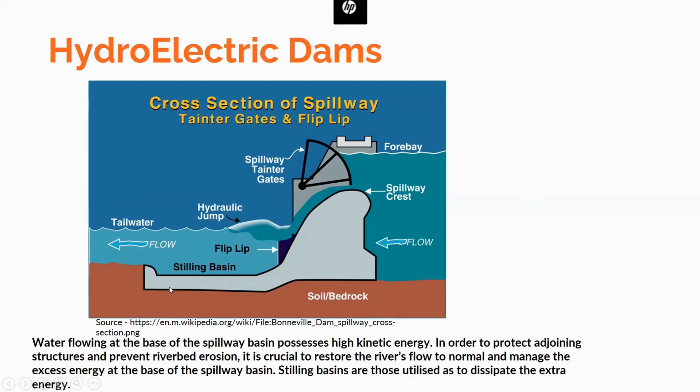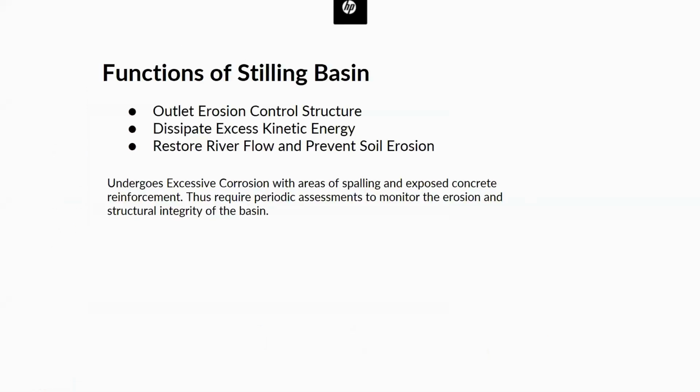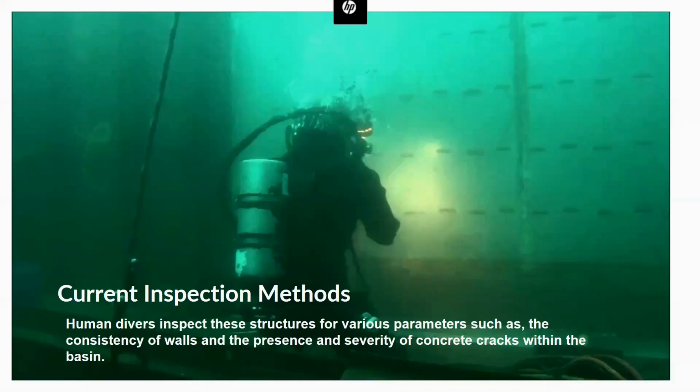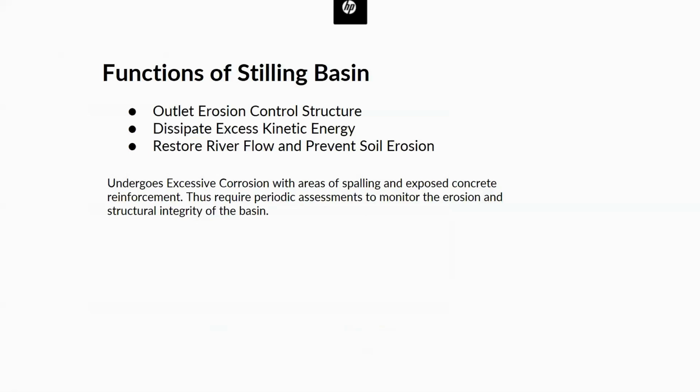So the stilling basin is a corrosion protection structure that dissipates the extra kinetic energy possessed by the water. So it's an outlet erosion control structure. It dissipates the energy and it also restores the river flow to prevent soil erosion. It also undergoes excessive corrosion because of the high force that the water exerts, and it requires maintenance.